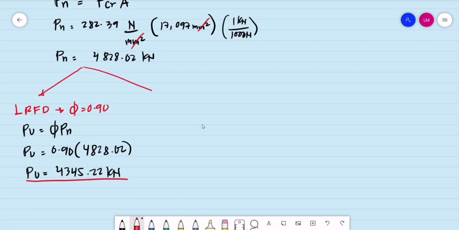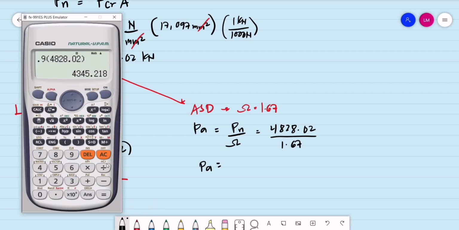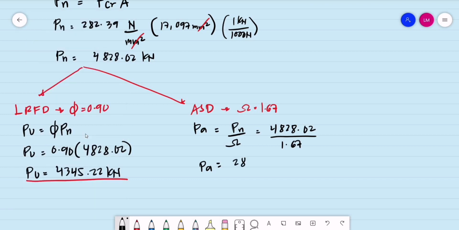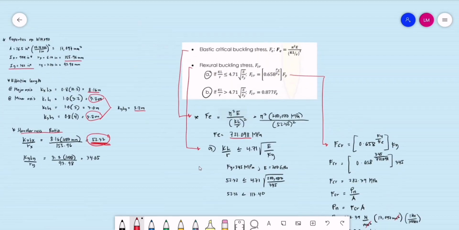Well, for the ASD, our factor of safety is equal to 1.67. The allowable load P sub A is the nominal load P sub N divided by the factor of safety. So this is 4,828.02 divided by 1.67, and that is 2,891.03 kilonewtons. So these are the design values, the compressive design strength for the given section for this example.